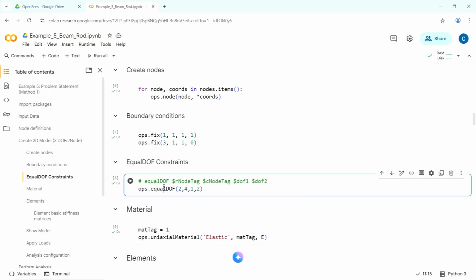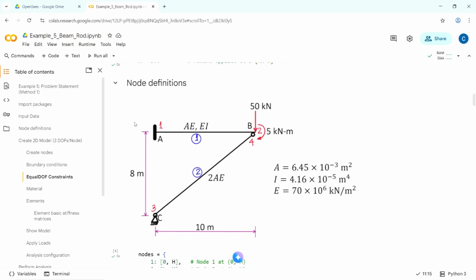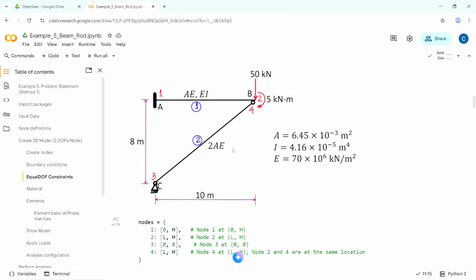Now comes the equal degree of freedom. What is the command? It is ops.equalDOF with rNodeTag. The rNodeTag means the node whose degrees of freedom I want to retain. I want to retain the degrees of freedom of node 2. This is the node that is connected to the beam, and it is often called the master node. Then node 4 is the constrained node. The degrees of freedom of node 4, the horizontal and vertical, will be constrained out, made equal to that of node 2. That is the meaning.